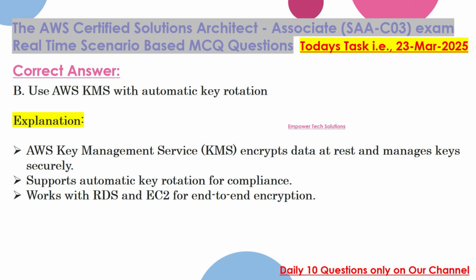Correct answer: B. Use AWS KMS with automatic key rotation. Explanation. AWS Key Management Service, KMS, encrypts data at rest and manages keys securely. Supports automatic key rotation for compliance. Works with RDS and EC2 for end-to-end encryption.